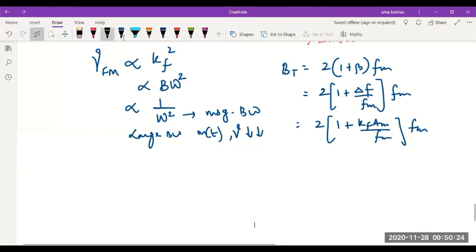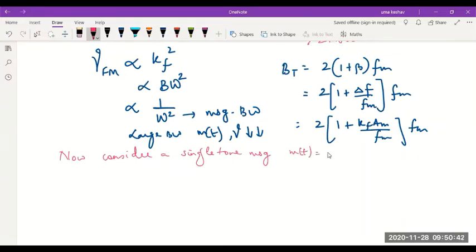Let me directly say, consider a single tone message. M of t is AM cos 2 pi FM into t. So what is the value of the power in this message? Find the power in this signal.